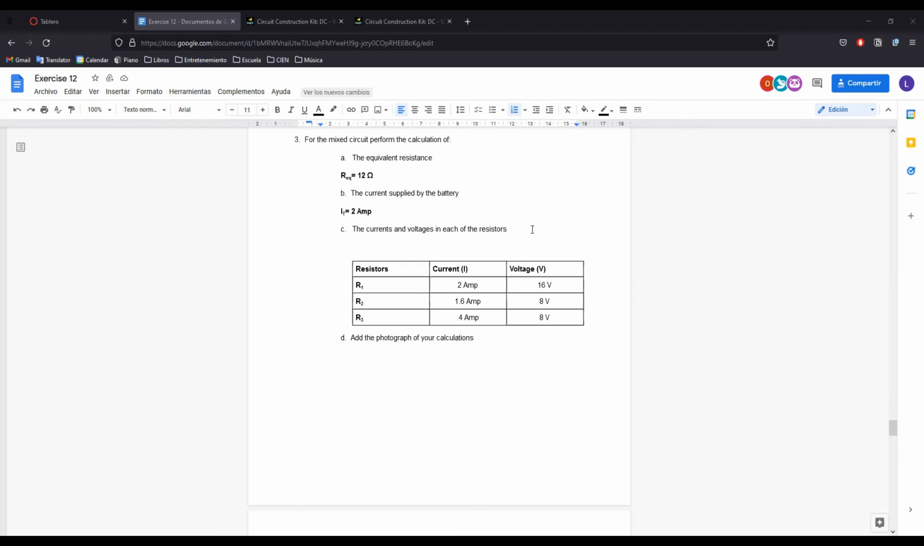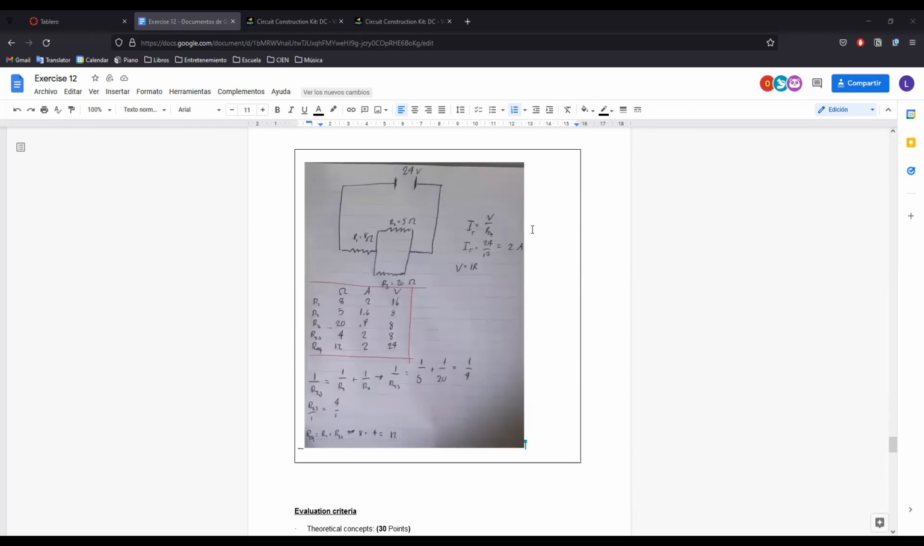And now the calculations. Being a mixed circuit, I first had to break the circuit down into two. First, calculating the parallel part with the formula seen below the red square, using the values of resistances 2 and 3, and at the end I had to invert the value to get the resistance of both 2 and 3, being 4 ohms.